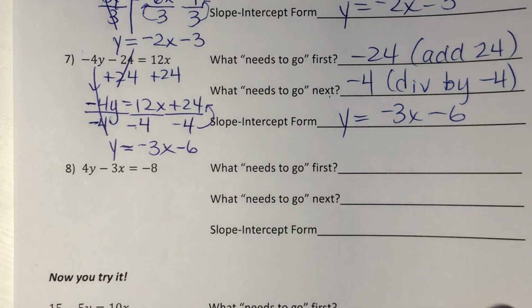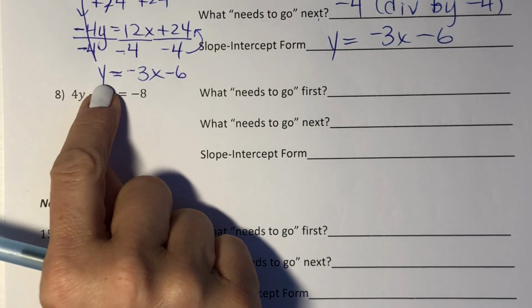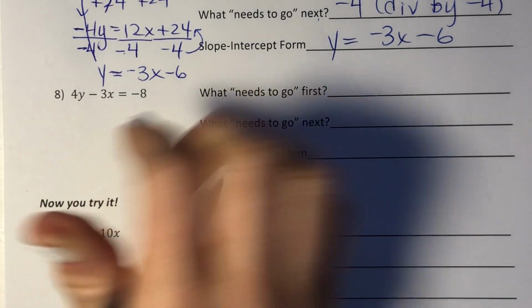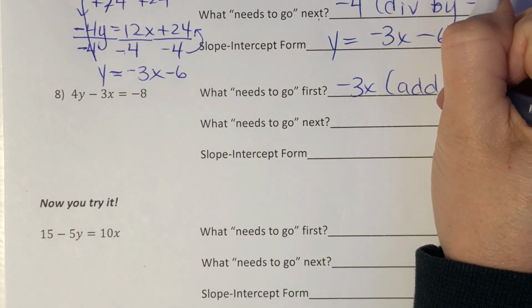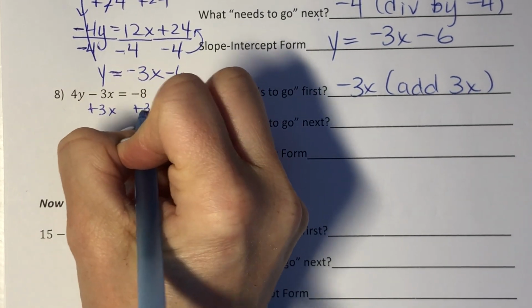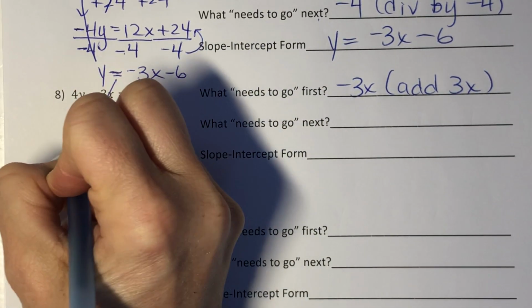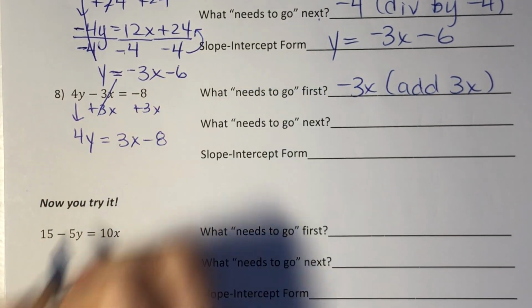Let's do one more before I set you free. Let's take a look at this one. I need the y term to stay. So what's in the way? A -3x, and I want to add that 3x to both sides. So let's do that. That's going to bring down your y term. That's going to give you a big mishmash of stuff over here.